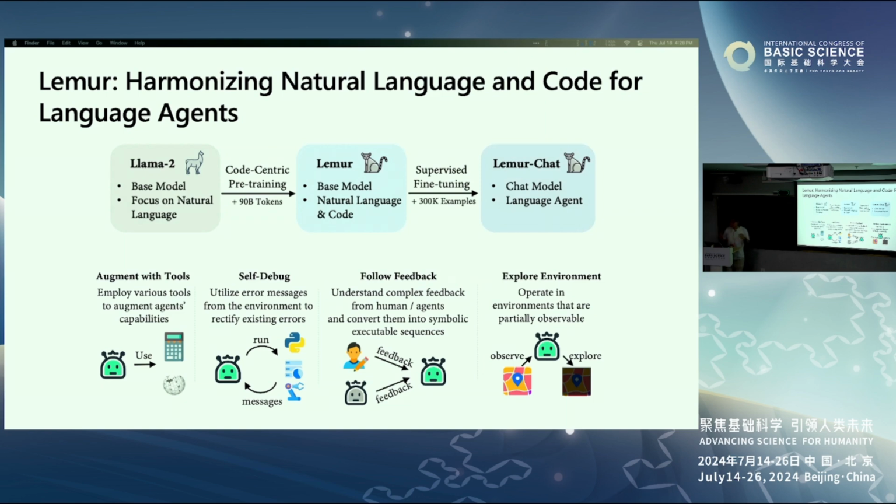And we prove this on many agent scenarios and agent abilities, like using tools, self-debugging, following feedback from the environment, and exploring the operating system environment. The model can perform much better than Llama 2, only because the model has a more powerful coding ability. So that is the model side. We try to explore how we can build a computer-using agent in the environment.